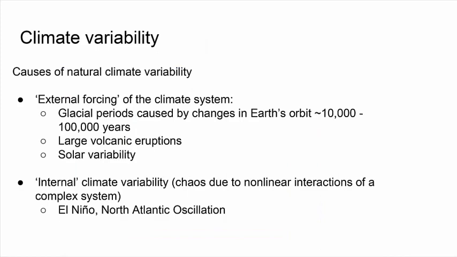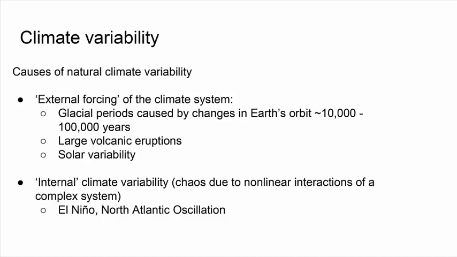There are two types of natural climate variability. The first one is external forcing of the climate system. This has to do with changes in the orbit of the Earth, which affects the amount of solar radiation impinging on the hemispheres during the summer. And like I said before, these can be changed. The Milankovitch cycles can range from 10,000 to 100,000 years.